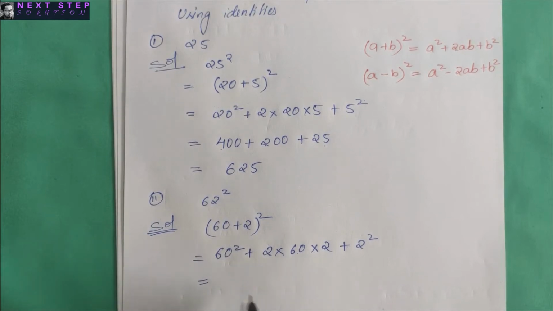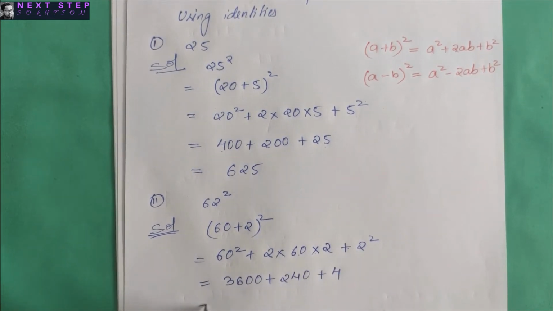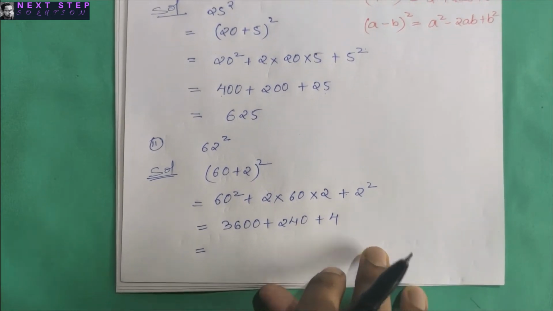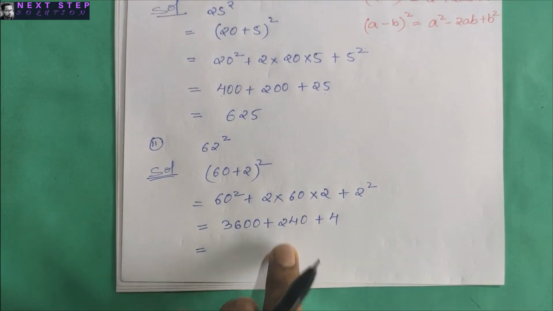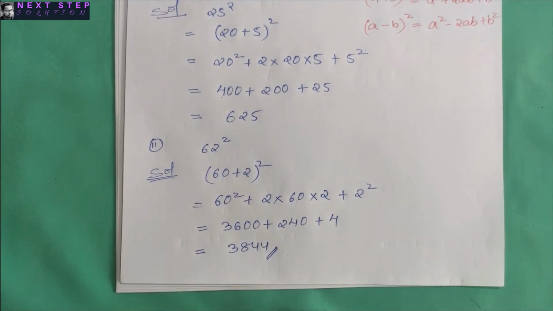Now 60 square will give you 6 6s are 36, 3600, plus 2 2s are 4, 4 6s are 24, 240, plus 2 2s are 4. If we add up all these numbers, we get the answer. Now 3600 plus 240 is 3840, plus 4, 3844. This becomes the answer.